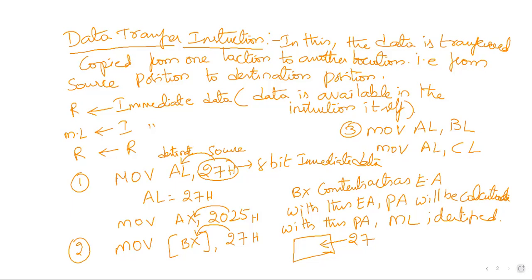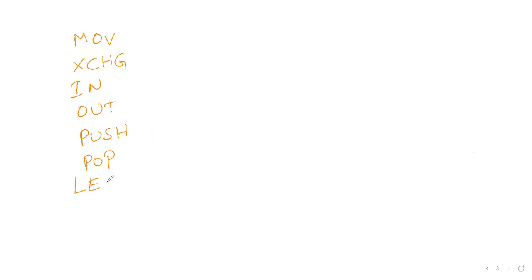Next, another type of data transfer instructions. All MOV instructions come under the data transfer instructions. Similarly, exchange instructions come under data transfer instructions. Similarly, IN, OUT, PUSH, POP, load effective address, load data segment.